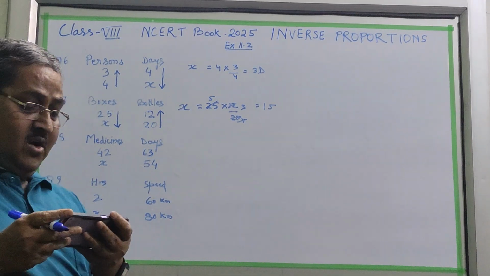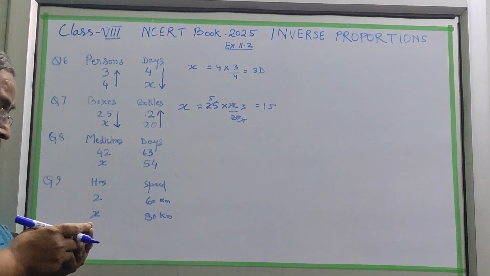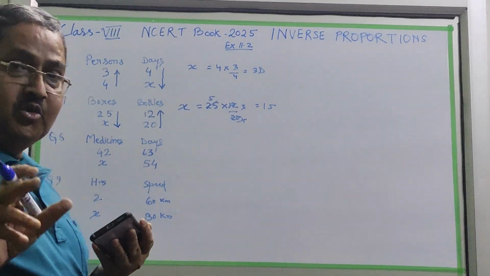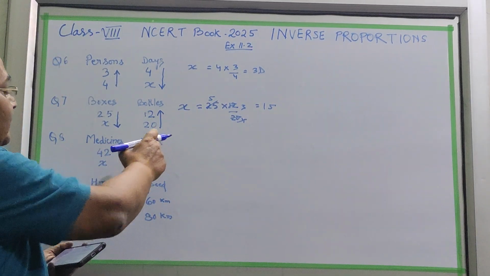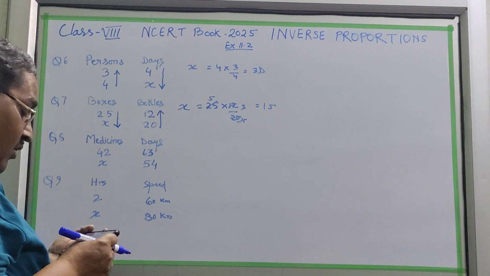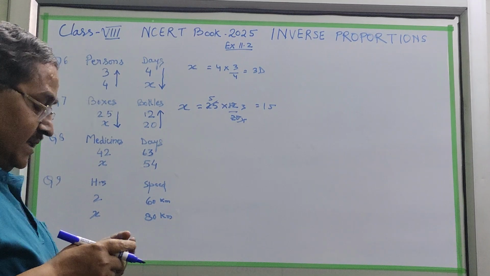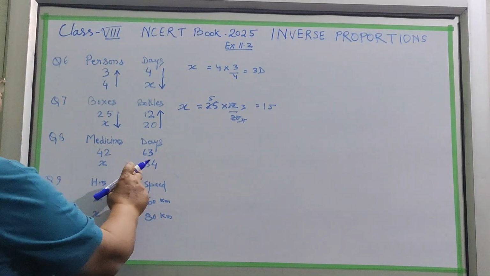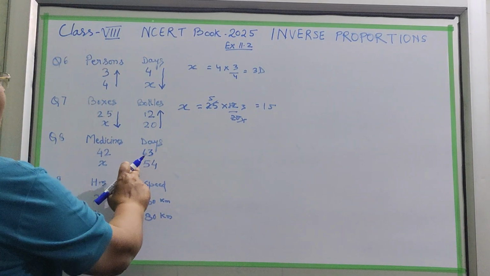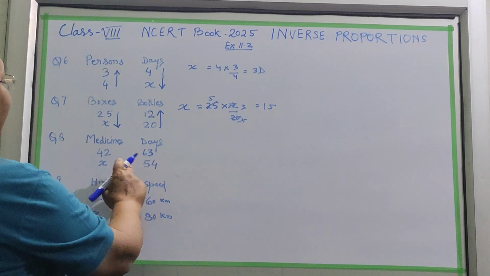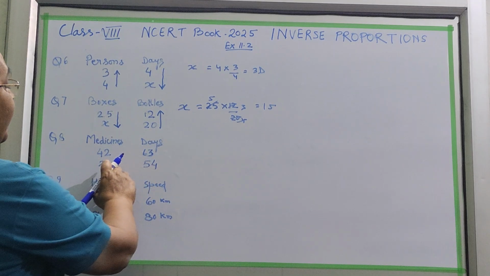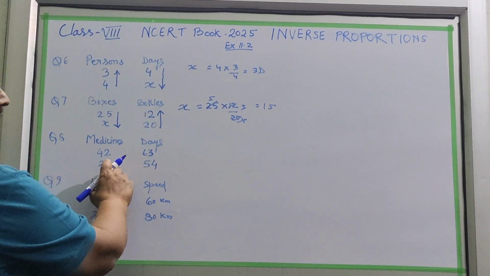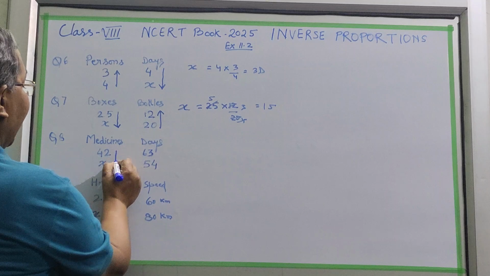A factory requires 42 machines to produce a given number of articles in 63 days. If 42 machines are used, the job can be completed in 63 days. Now, how many machines would be required to produce the same number of articles in 54 days? So if in 54 days, means if we decrease the number of days, the machines required will increase. And if we decrease the days, the number of machines required will be higher. But here X is always here.